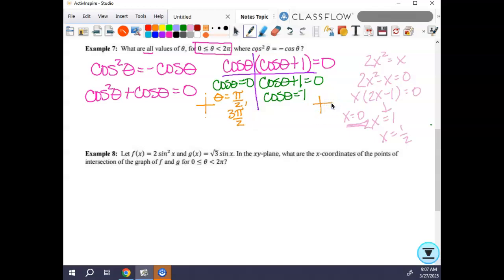And then -1, what angle gives me a cosine value of -1? Pi. So theta equals pi. So I have a total of 3 answers, and I'm going to put them all together in order. So I would have pi halves, then pi, then 3 pi halves.